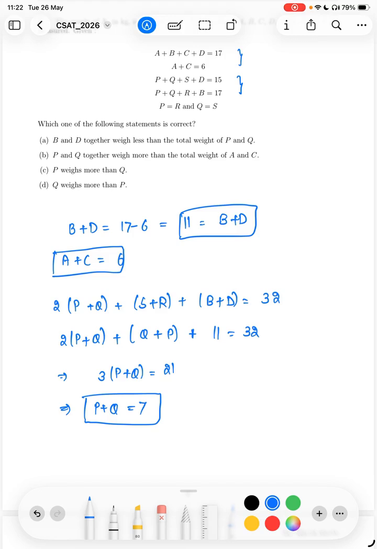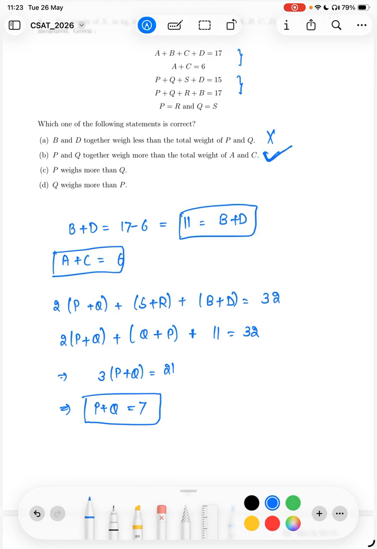See, B and T together weigh less than the total weight of P and Q. So if you see, B plus T is 11, P plus Q is 7. So B plus T is greater than P plus Q. Option 1 is incorrect. P and Q together weigh more than A and C. So P plus Q is 7, A plus C is 6. So P plus Q is greater than A plus C. So this statement is correct.